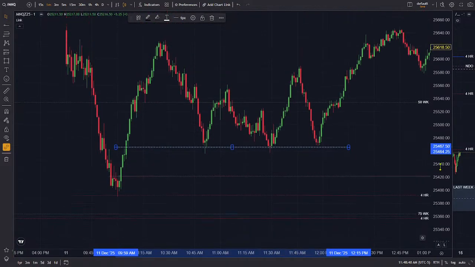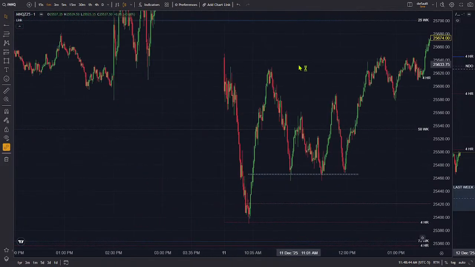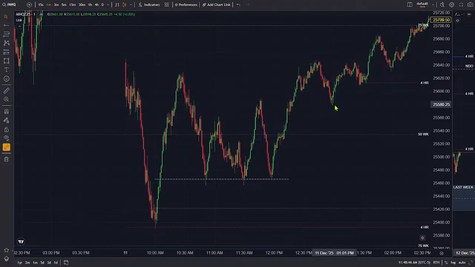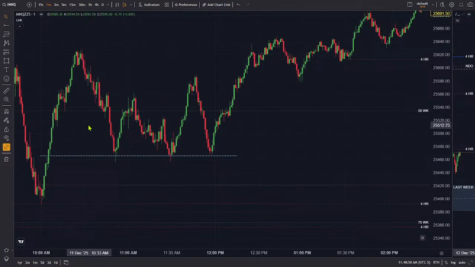And then adios. We went and ran this high, and I think we eventually got that one. Yeah, we did. That was the afternoon low right there. So, choppy day. Hard to get involved. I ended up getting some money out of it, but it wasn't a whole lot.